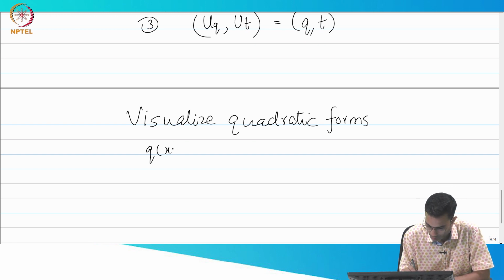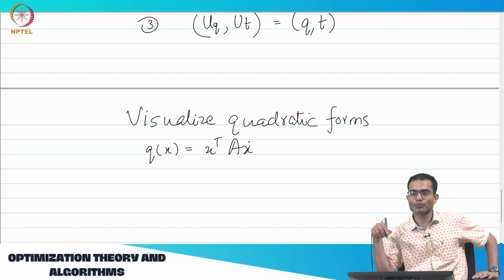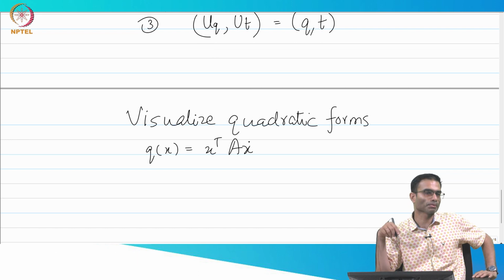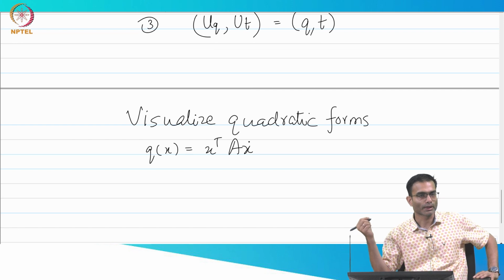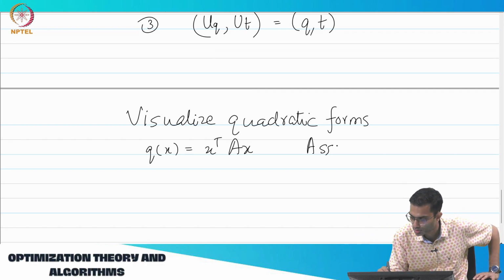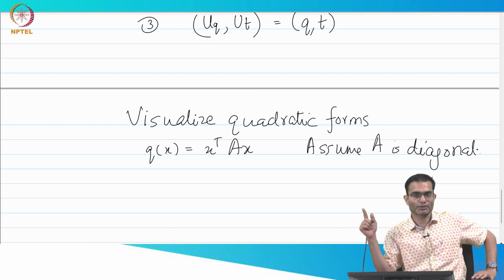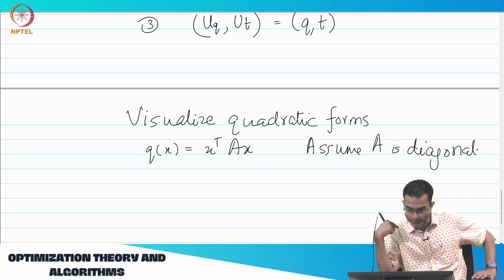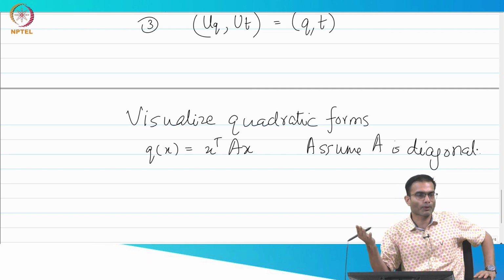Okay, so I'm going to write it like this. And to visualize, of course, it's always good to start with the simplest possible case. The simplest possible A would be a diagonal matrix. So let's assume A is diagonal. What is our running assumption about A? Symmetric, positive definite. So can I say anything about the entries if A is diagonal? They all have to be positive because they are the eigenvalues.